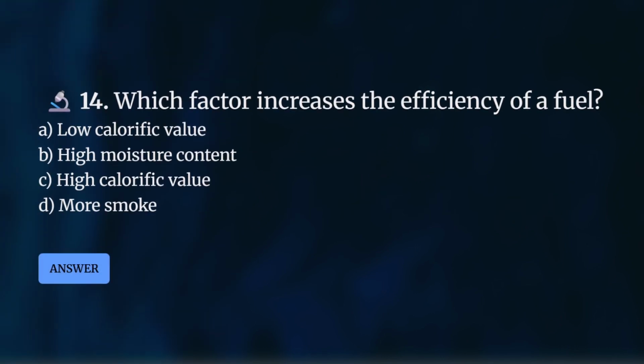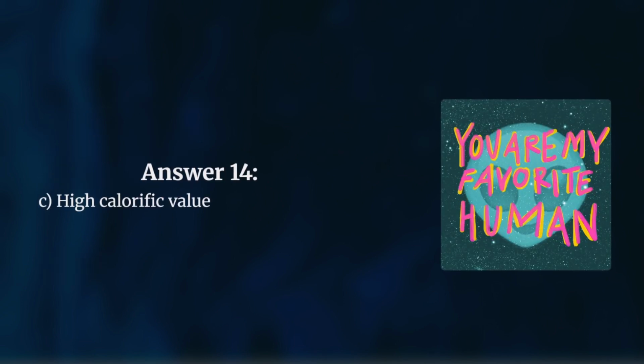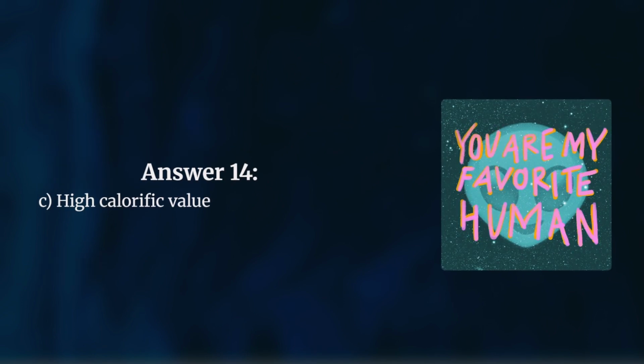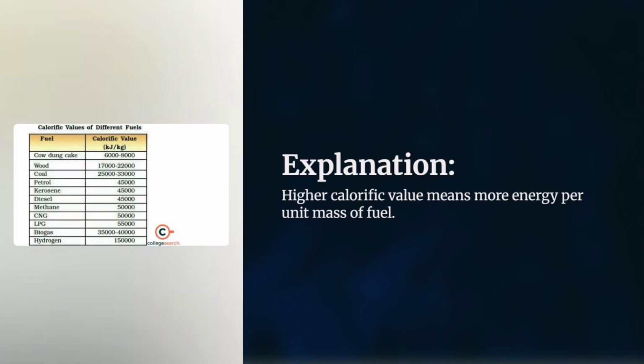Question 14. Which factor increases the efficiency of a fuel? Options are A. Low calorific value, B. High moisture content, C. High calorific value, or option D. More smoke? The correct answer to the question is high calorific value. Higher calorific value means more energy per unit mass of fuel.